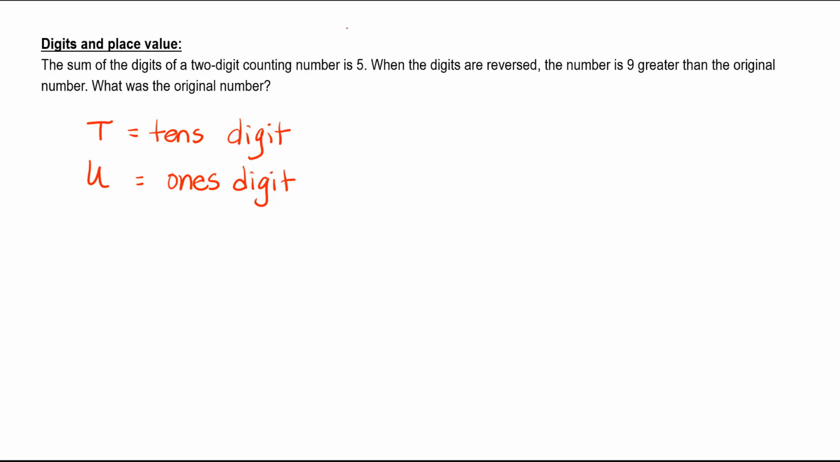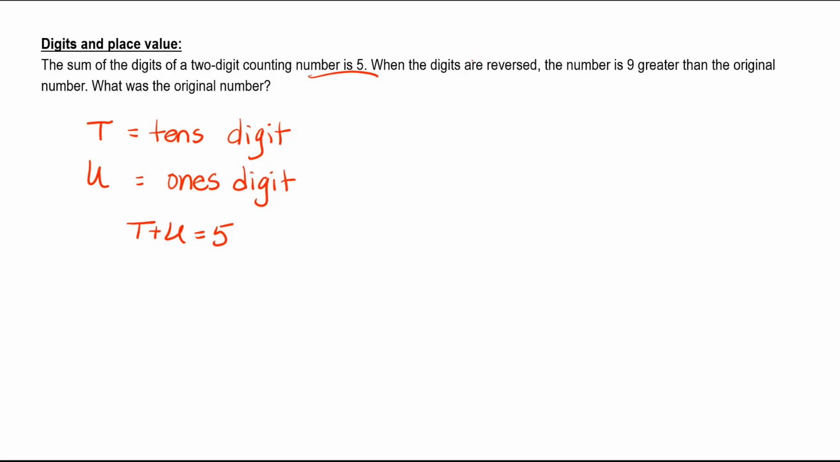Okay, so they tell us that the sum of the digits is 5. So T plus U, these are just the digits, their sum is 5. So this might be a number like 32 or 41, something like 50. It's a 2-digit number whose digits add up to 5. But then they're going to tell us something about the value of this 2-digit counting number. When the digits are reversed, the number is 9 greater than the original number.